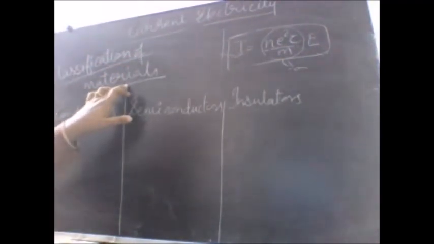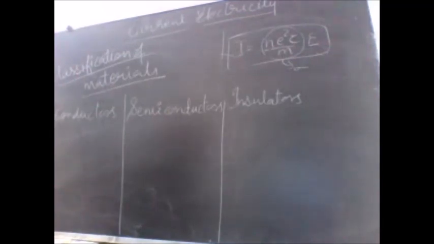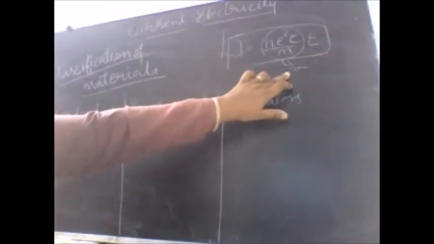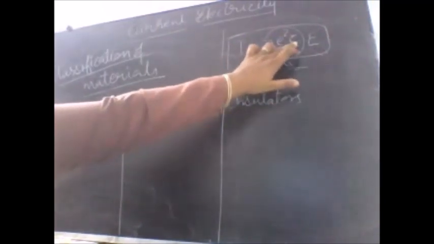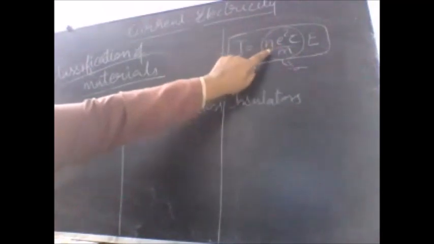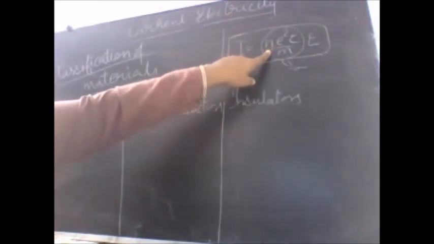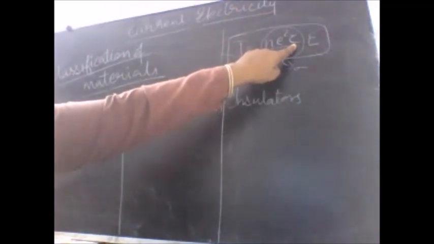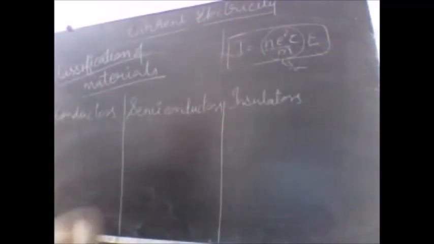We are going to repeat this topic when we study the semiconductors, but for the timing, since the formula is now available, it is sigma, which is conductivity, equals n e squared tau by m. n is the number density. Tau is the relaxation time. e, of course, is the charge on the electron, and m is the mass of the electron. So let us see about the conductors.